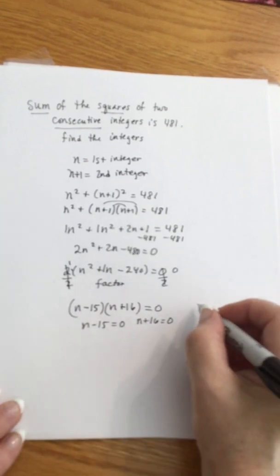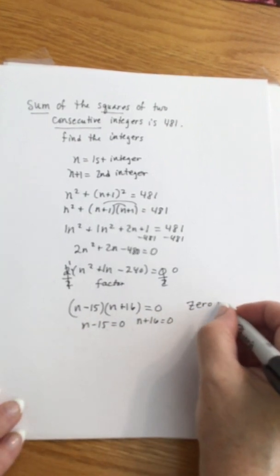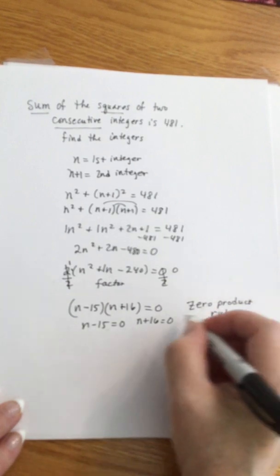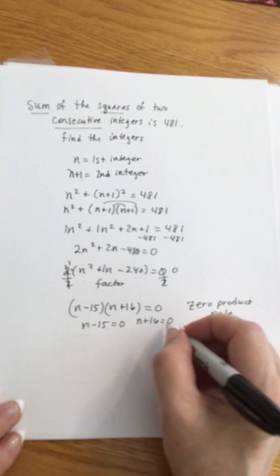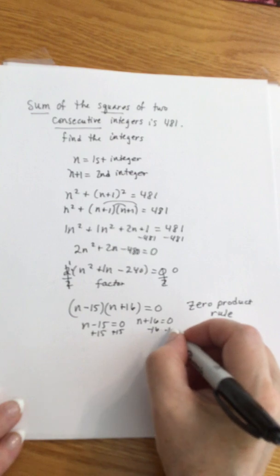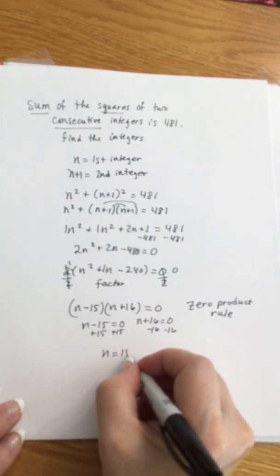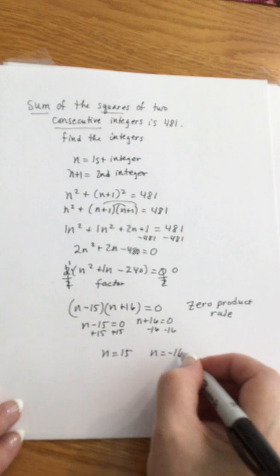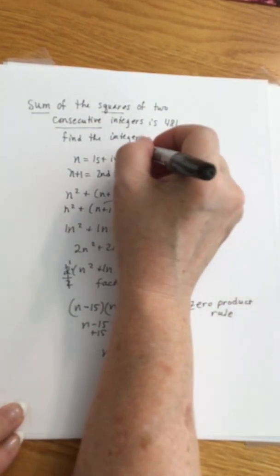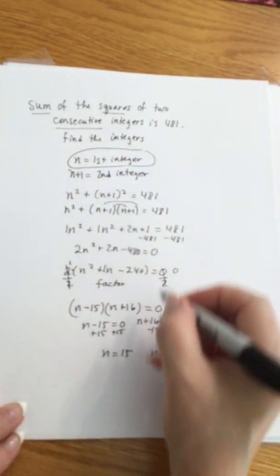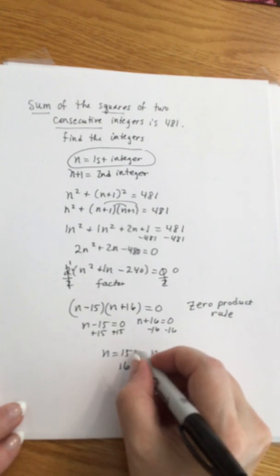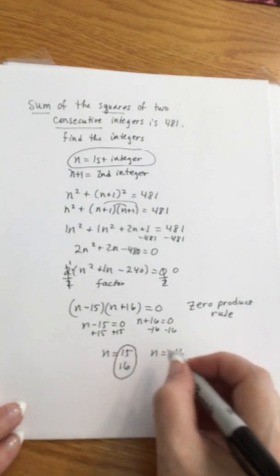Now, what did we call this from before? We called it the zero product rule, which says that if two things multiply to be 0, then one of these two things has to be 0. So plus 15, minus 16 gives me n equals 15 and n equals negative 16. Now, this is the n, the first integer. So what would the second integer be for 15? 15 plus 1 would give me 16. So my two integers are 15 and 16.